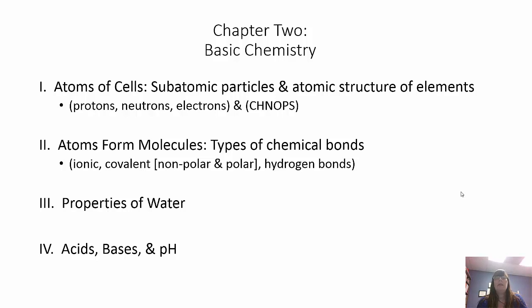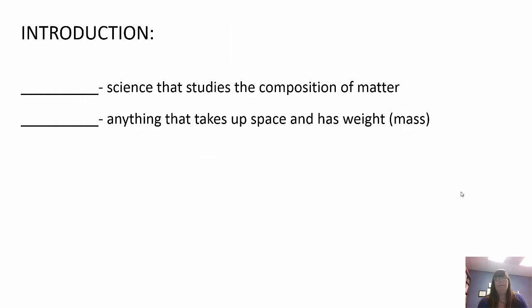So we're going to start out by talking about the atoms of cells and what makes up elements, and then we're going to talk about how they form molecules and the types of chemical bonds. Then we're going to talk about the properties of water, because our bodies are mostly water. And we're going to end with talking about acids, bases, and pH.